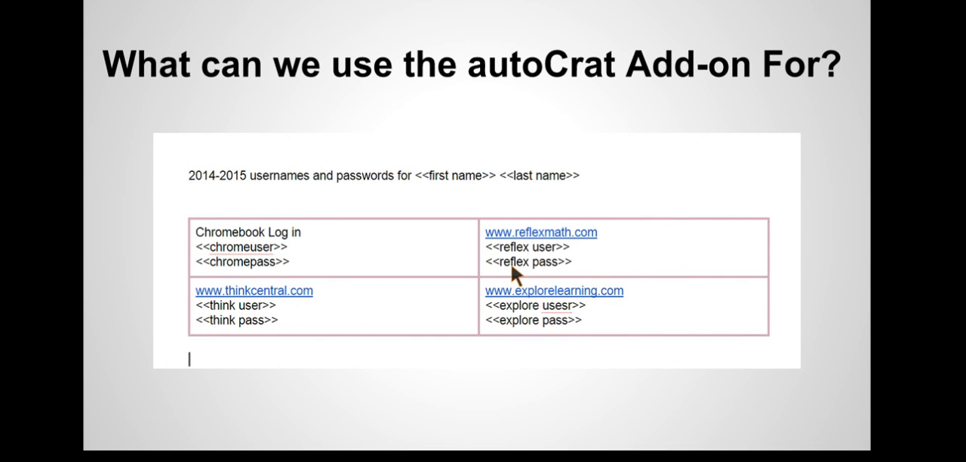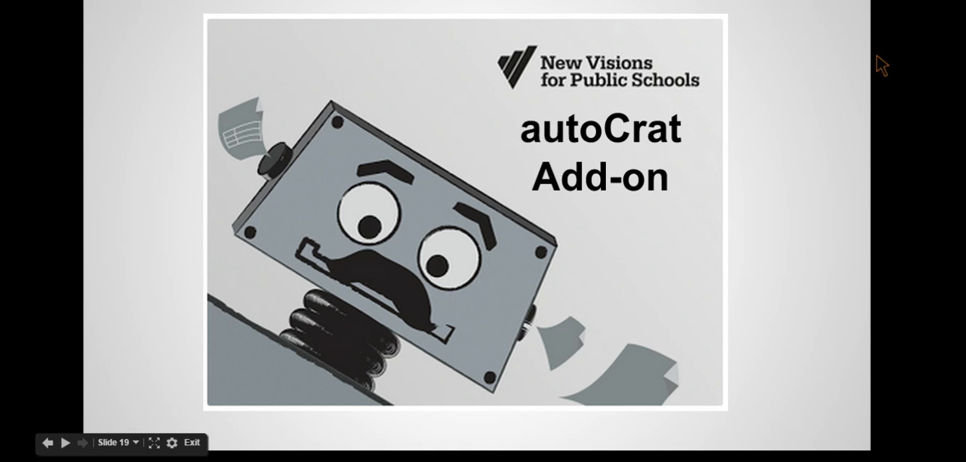I've used it to keep track of students' usernames and passwords, especially in the elementary level. They have so many of them, and they don't always remember what their username or password is. So this is helpful for them. I put it into their agendas and their parents can log on and have their username and passwords right there. And that's the autoCrat add-on.